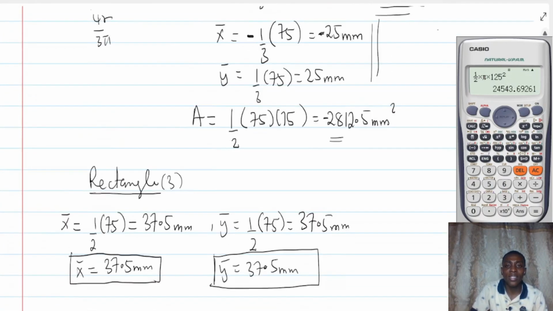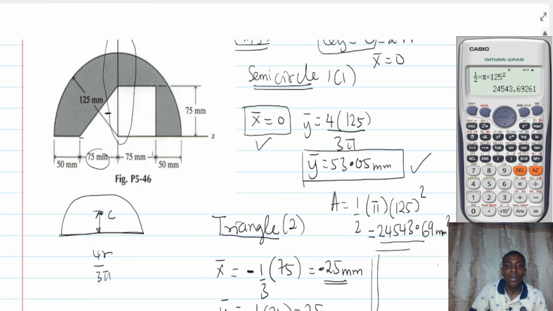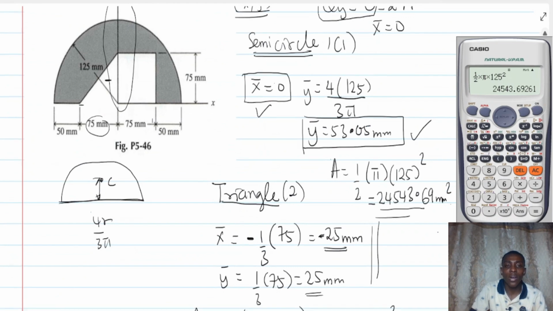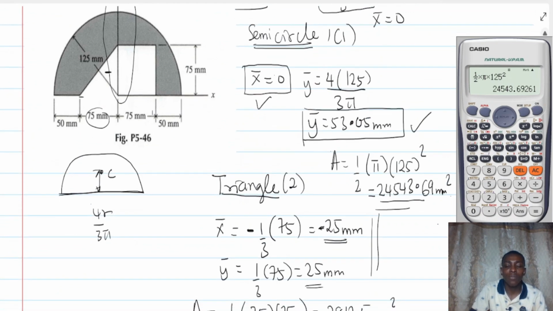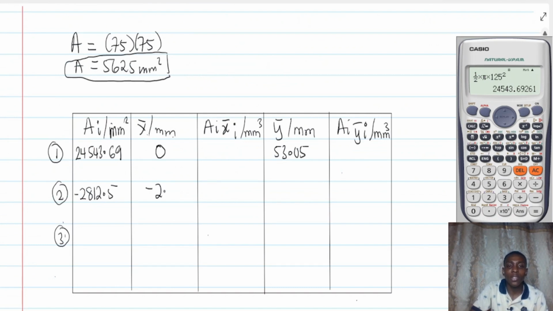Then the x bar, so the x bar is minus 25, but the y bar is 25. Okay. So minus 25 and then 25. Oh, sorry. The y bar is actually 25.